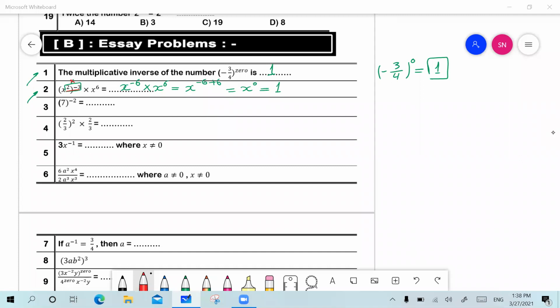Now we are going to go for number 3. 7 all raised to the power of negative 2. It will be 1 over 7 to the power of 2. I have a negative power I want to get rid of, so I'm going to bring it all down. So it's going to equal 1 over 49. Exactly. Thank you, dear.